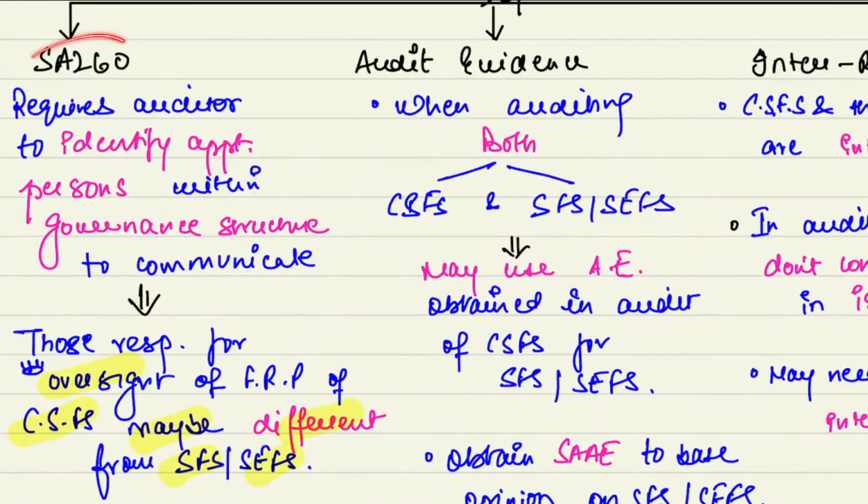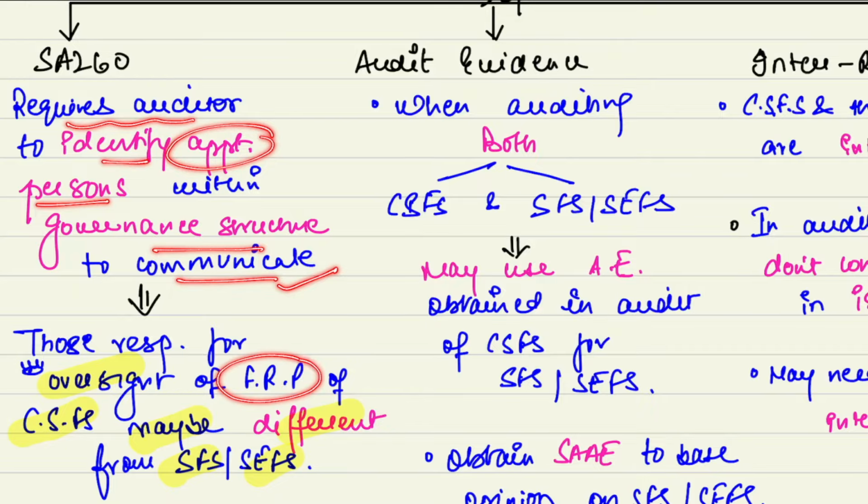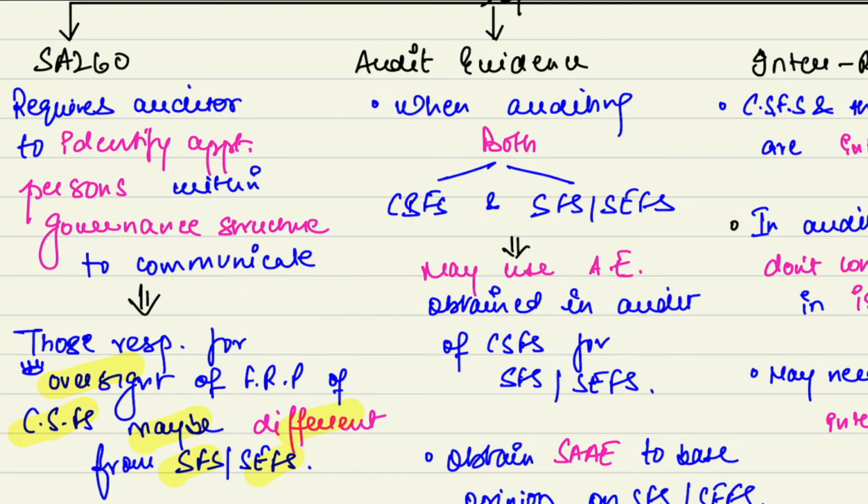Case number 1, SA 260. This is same as SA 800, ditto same as SA 800. It says that you are required to identify the appropriate persons who you are required to communicate as TCWG. Now, sir, because the financial reporting process of complete set may be different from the single financial statement or SEFS, so the TCWG may also be different.